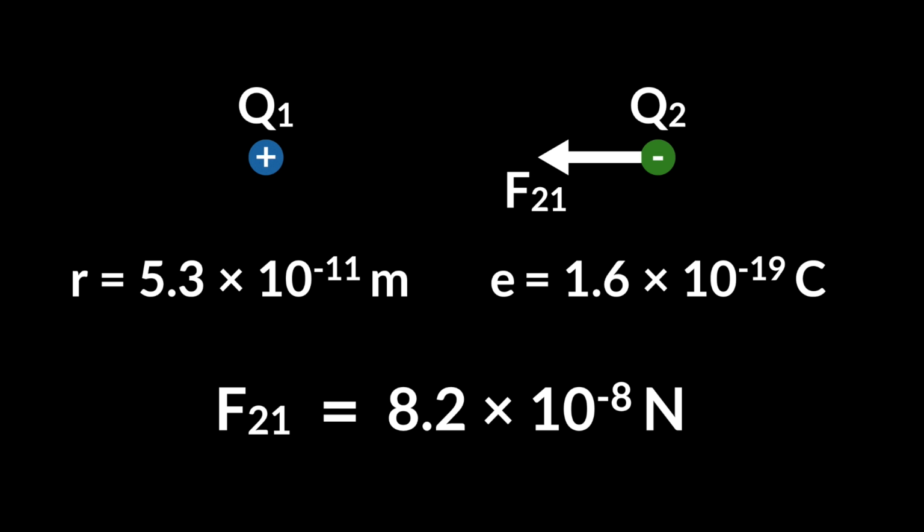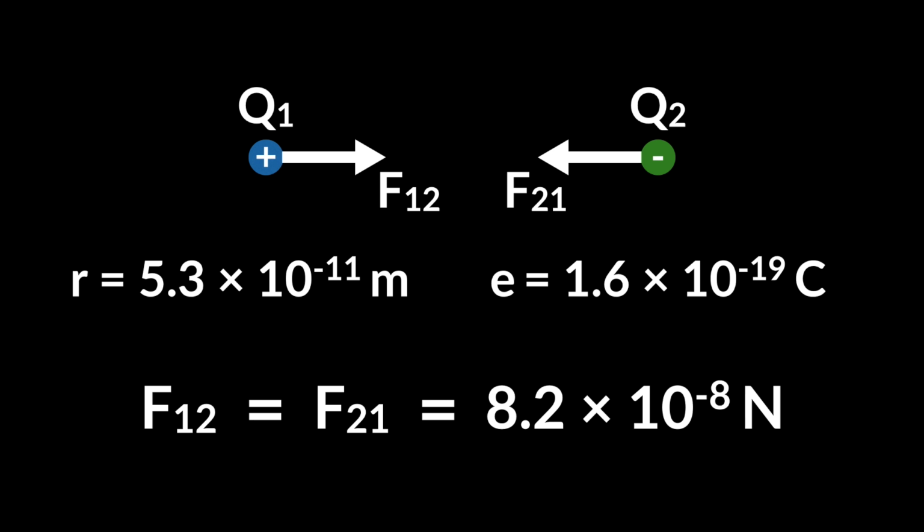Now, F21 is the force exerted on 2 by 1. But we also have F12, which is the force exerted on Q1 by Q2. And these are equal in magnitude, but they are actually opposite in direction. Remember that we have a positive and a negative charge here, which means that the force is an attractive one. So both F12 and F21 will point toward each other.